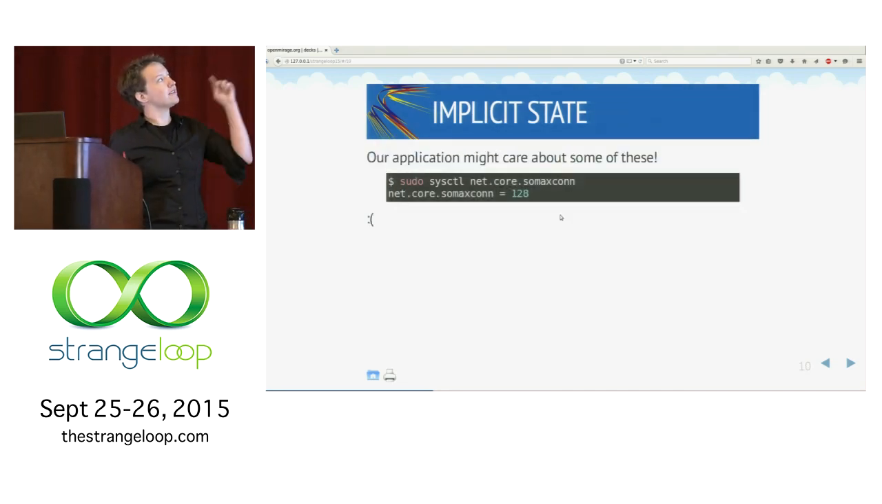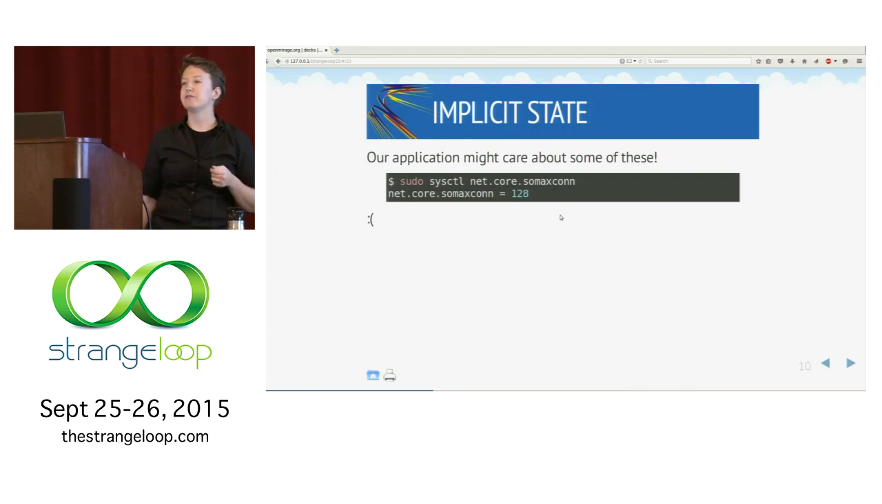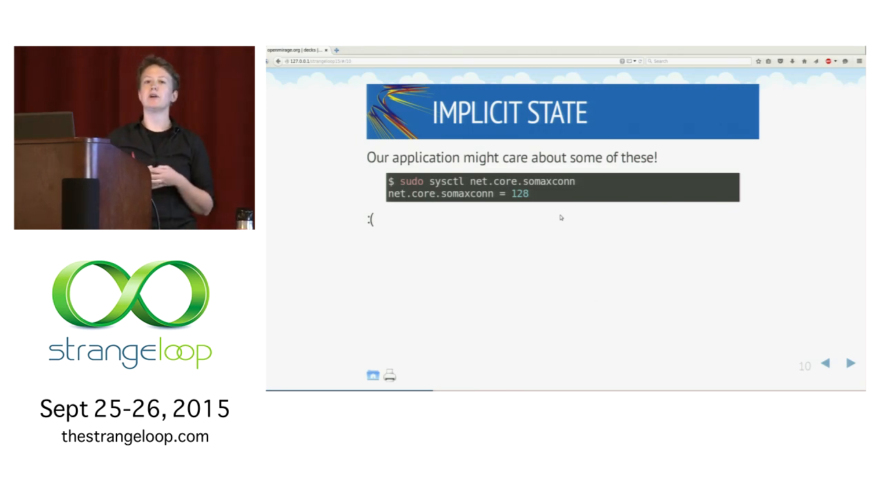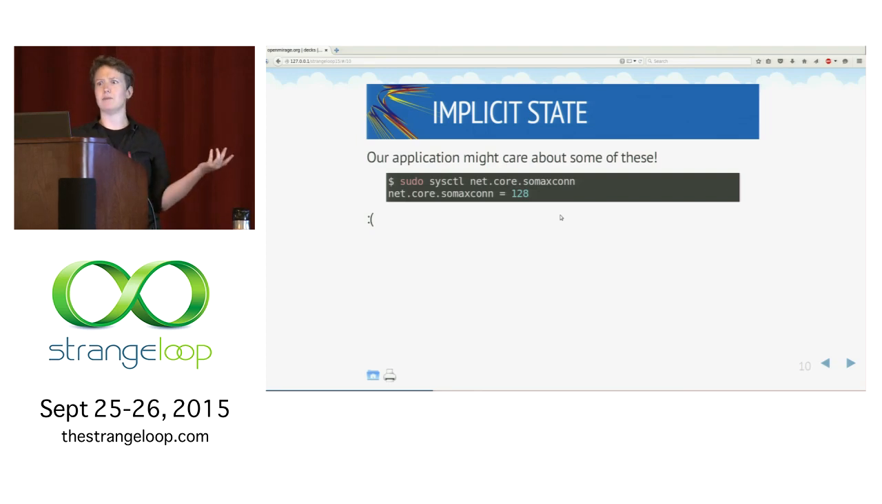And it's possible that you might even care about some of them in your application. For example, this particular setting is the setting for the maximum number of allowable waiting connections in TCP. And so you can imagine you're running a big web server that wants to take a lot of connections, or you're running a load balancer. You care about the value of this thing, unfortunately for you.